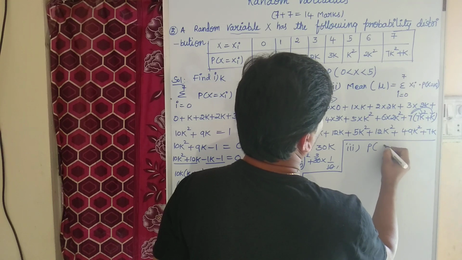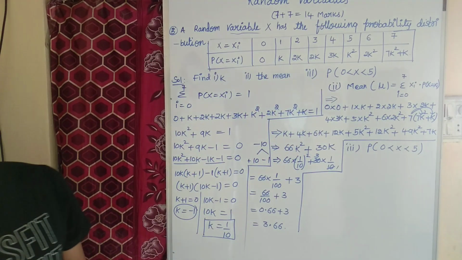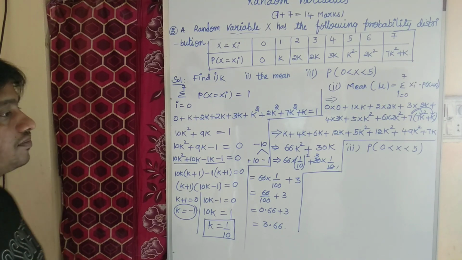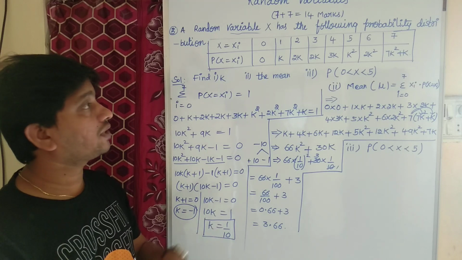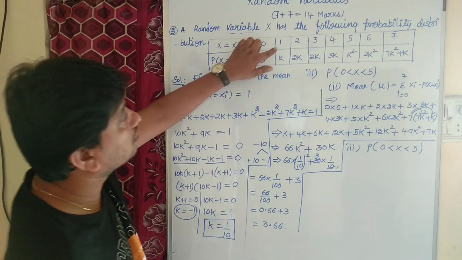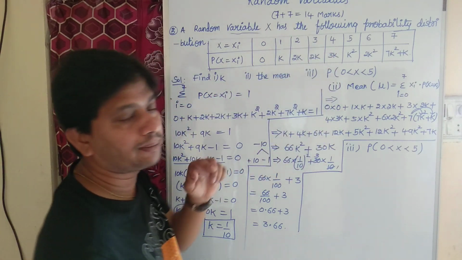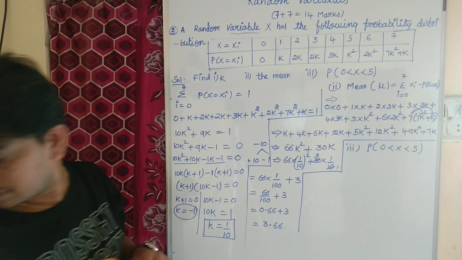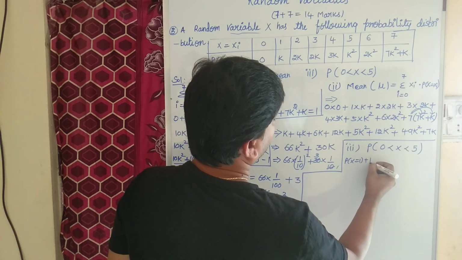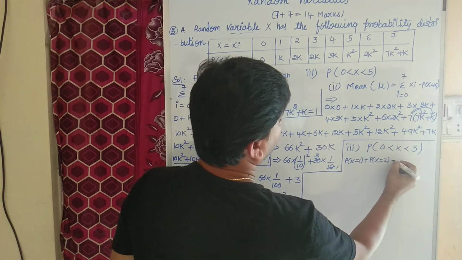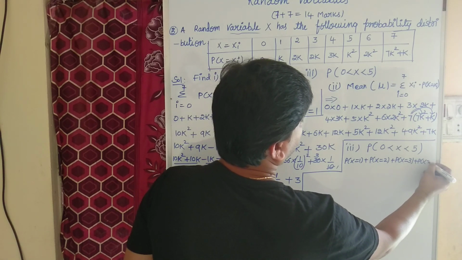The third question is P of 0 less than x less than 5. I mean the probabilities, whose values must lie between 0 and 5. 0 to 5 means we have 1, 2, 3, 4. I mean P of x equal to 1 plus P of x equal to 2 plus P of x equal to 3 plus P of x equal to 4.